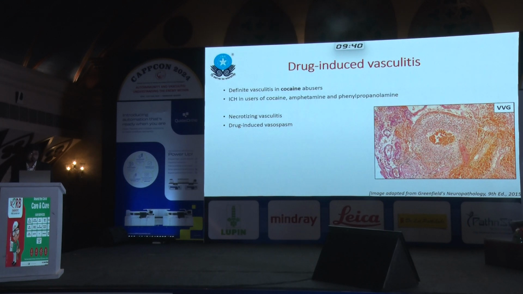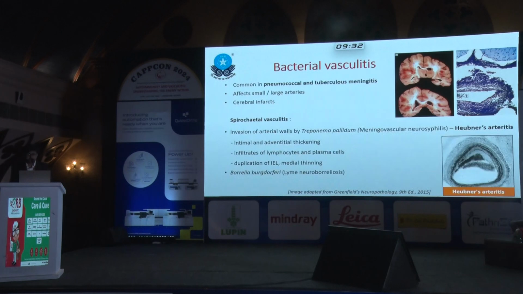Drug-induced vasculitis in CNS can be seen in abusers of cocaine or amphetamine. Necrotizing vasculitis is usually seen. Coming to some infective causes, bacterial vasculitis, common in pneumococcal and tuberculous meningitis, can affect small and large arteries, leading to cerebral infarcts.